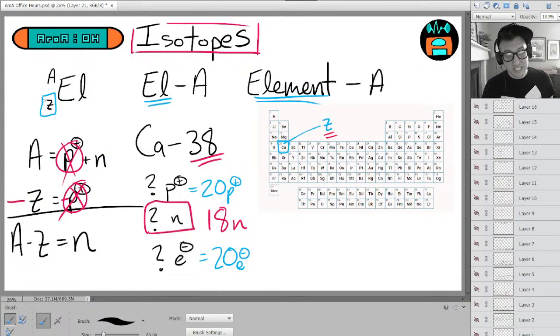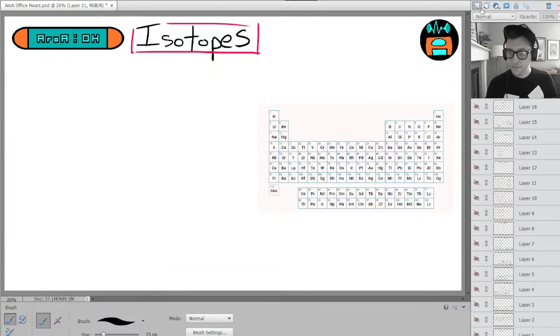So that's how, if you're given an element or the name of an isotope that doesn't explicitly state the atomic number, you turn to the periodic table, find the atomic number, and you'll be off to the races. Let's do a few examples.